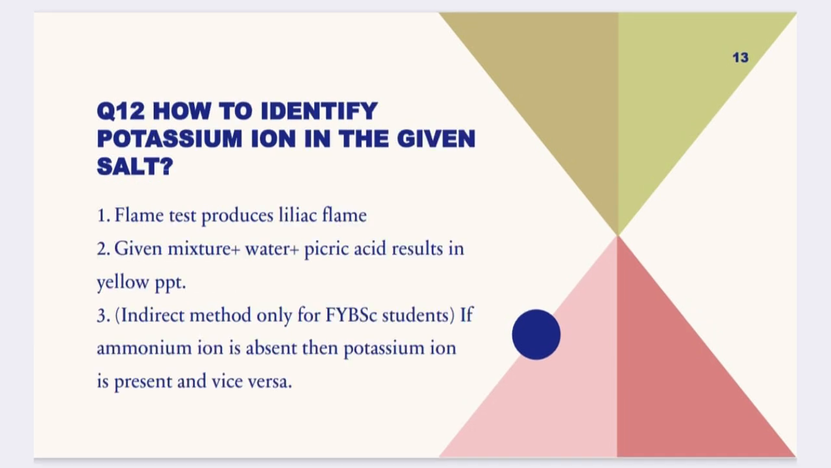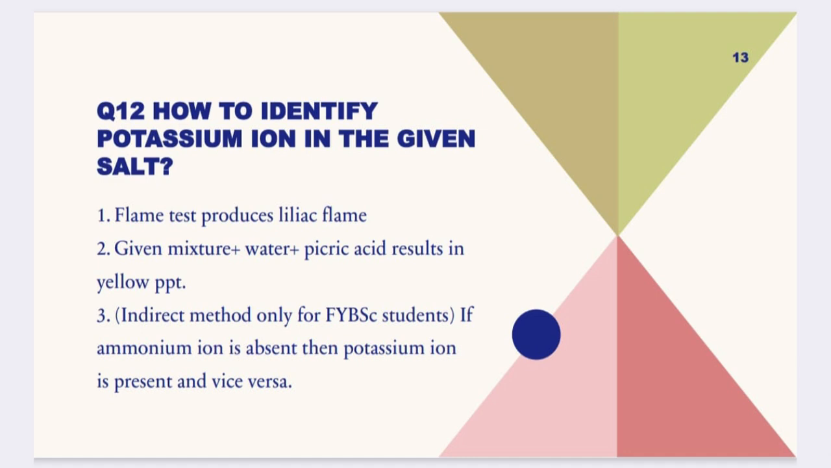How to identify the presence of potassium ion in the given salt? My dear friends, there are three methods. First, the flame test. It produces lilac flame. Now, what exactly is the flame test? Hang on, I'll explain it to you in the next slide. So, if the flame test produces lilac flame, that is an indication of a potassium ion.